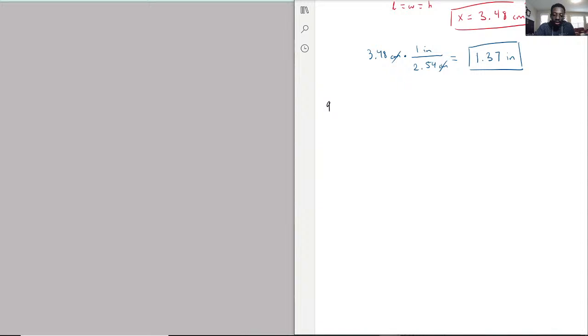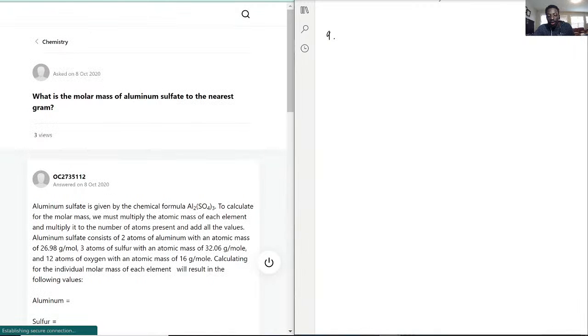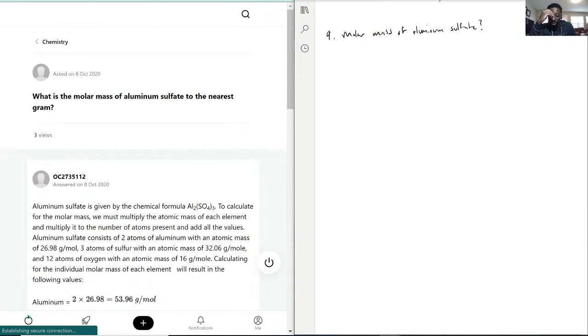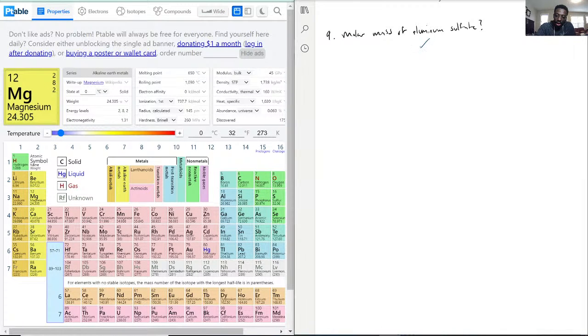Question 9. What is the molar mass of aluminum sulfate to the nearest gram? Okay. So molar mass of aluminum sulfate. With this, we kind of have to break it down like that previous question, of what this is made of. We have aluminum and we have sulfate. We're going to solve the sulfate part, not because it's easier, but more so because it's solely based on, unfortunately, memorization.